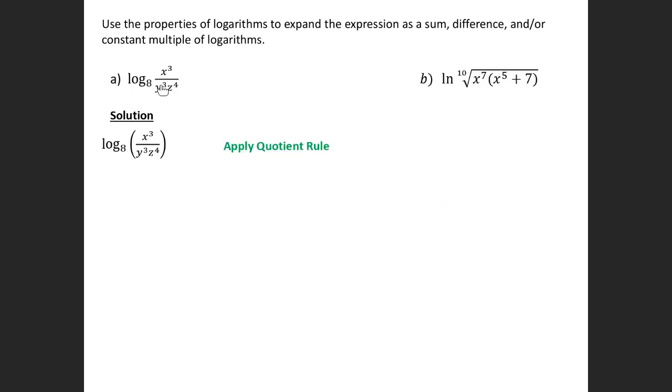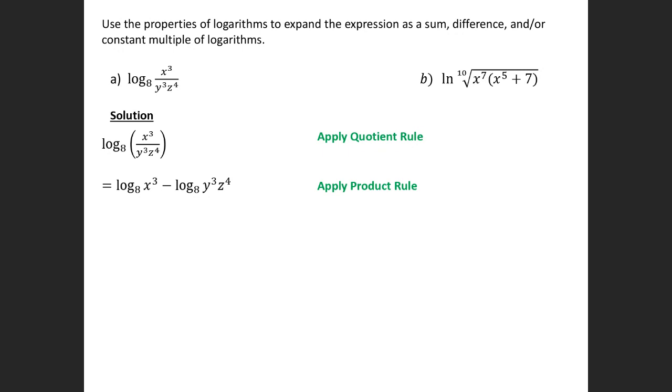So let's try a couple more. So we have log 8 of all of this stuff. First, let's simplify using the quotient rule. Since they're being divided, I can use subtraction to separate my logarithms. So I'm going to have log 8 x cubed minus log 8 y cubed times z to the fourth. And now if we look at this, these are being multiplied. So we can separate them using the product rule. So for this right here, I'm going to have log 8 y cubed plus log 8 z to the fourth.